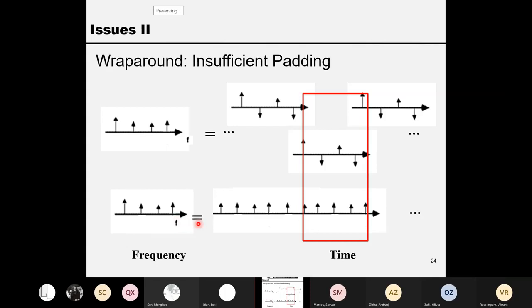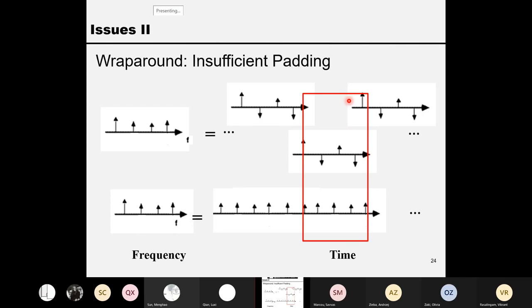So for example, for this frequency domain, they assume in the time domain you have one of this, one of this, one of this, repeated many times. They're all identical, but at different times, so you end up with this result here. Because you do not have sufficient zero padding, the end of this time series will overlap with the front of the next time series.